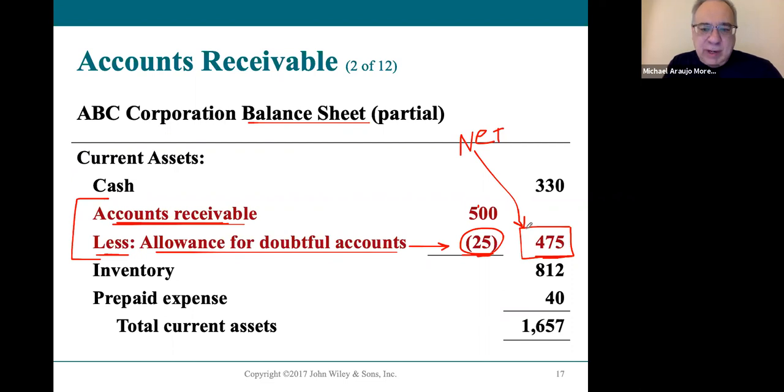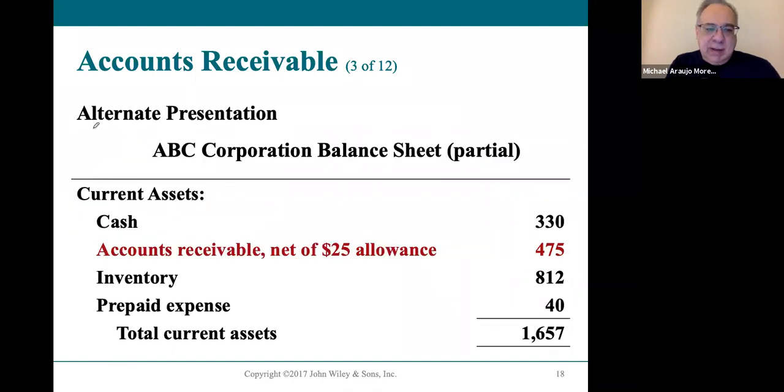Actually, the net realizable value is here. Okay, so you'll see this often, but how you'll see it is going to be this alternative presentation. It is the most common way I've seen it on balance sheets in corporate America. You will see accounts receivable net of allowance. Okay, they'll tell you how much they have put aside as bad debt.